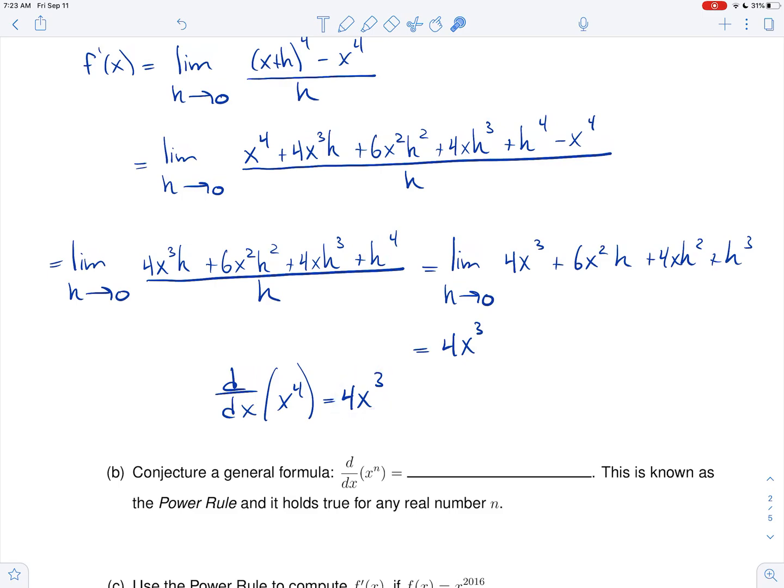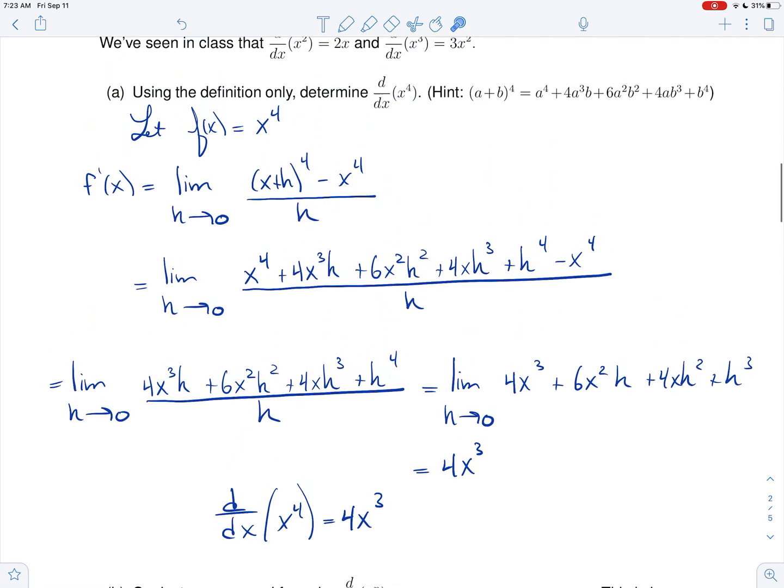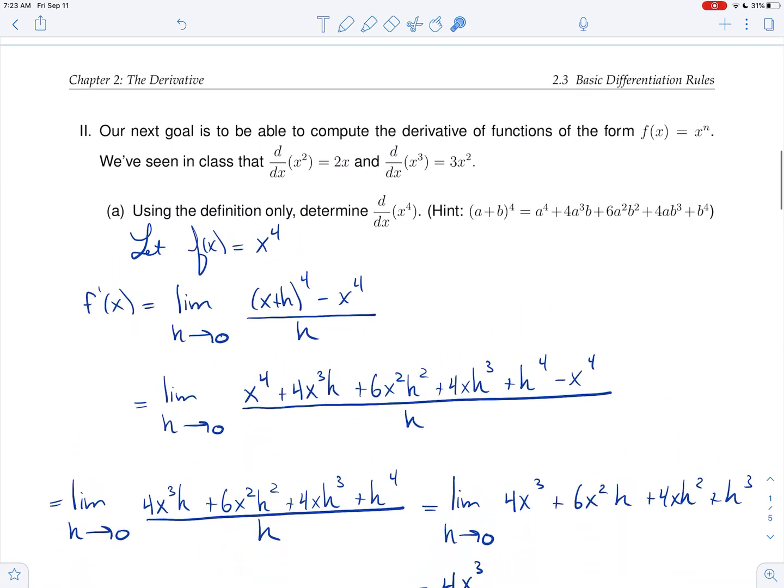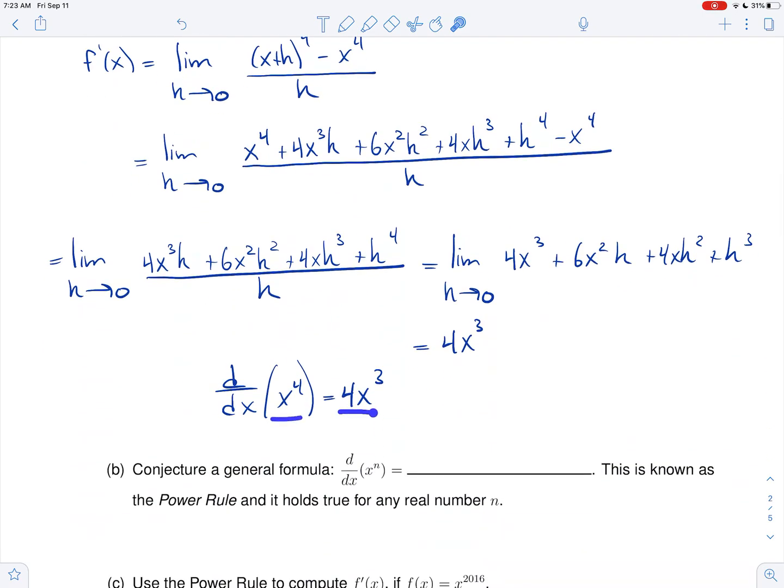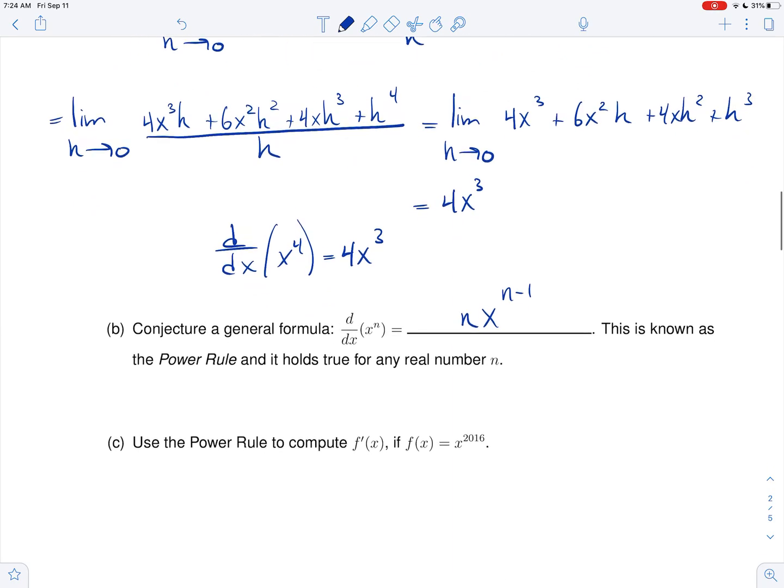All right, so I want you to guess. You've seen the pattern here. The derivative of x squared is 2x, x cubed is 3x squared, x to the fourth is 4x cubed. And so you should be able to guess a pattern here. What do you think the derivative of x to the n is in general? Hopefully you said n x to the n minus 1. And this is known as the power rule.